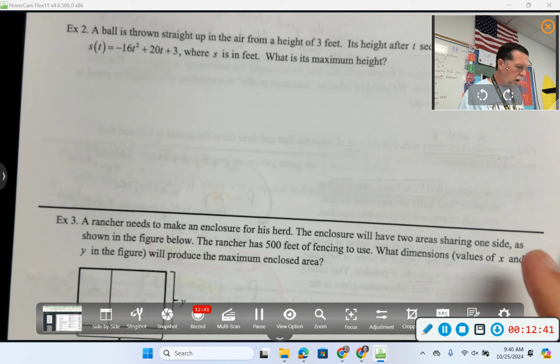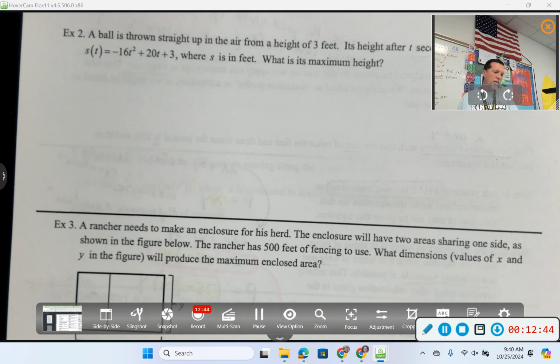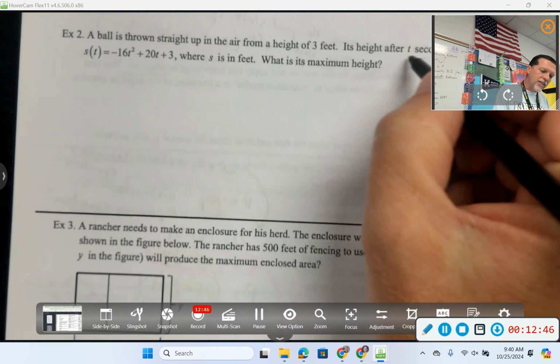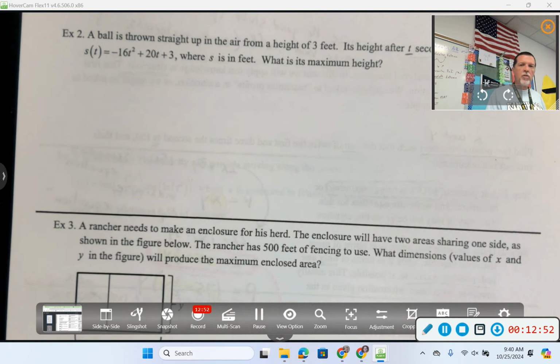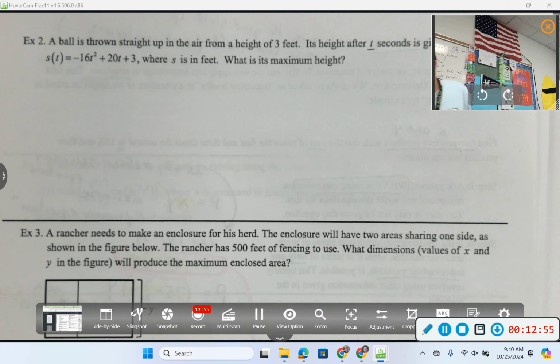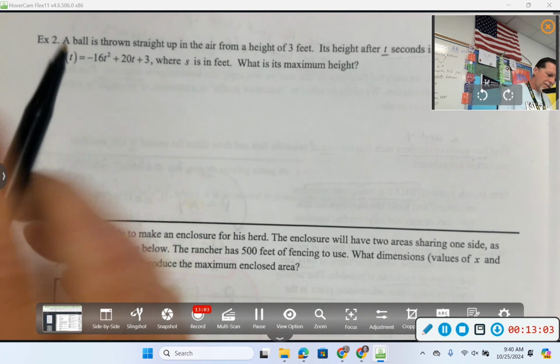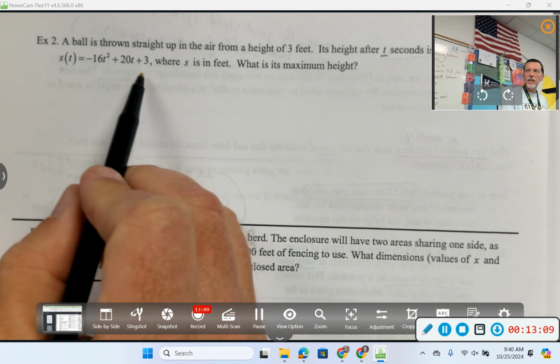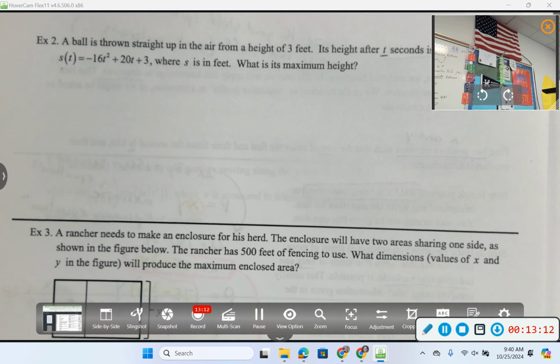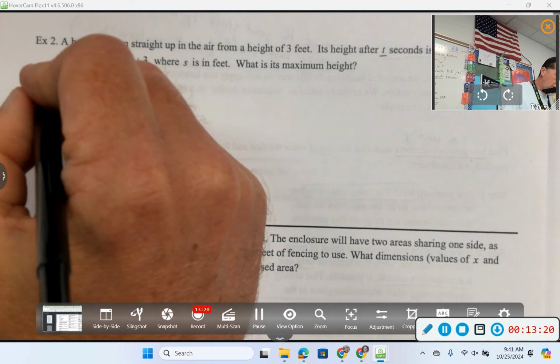Number 2. A ball is thrown straight up from the height of 3 feet. Its height after t seconds is given by this equation, where s is in feet. What is its maximum height? Okay, so I'm looking for maximum height. Here's what you need out. This tells me the height. What type of equation is this? Like, what is that graph going to look like? A t squared in there. I think this is another downward parabola.